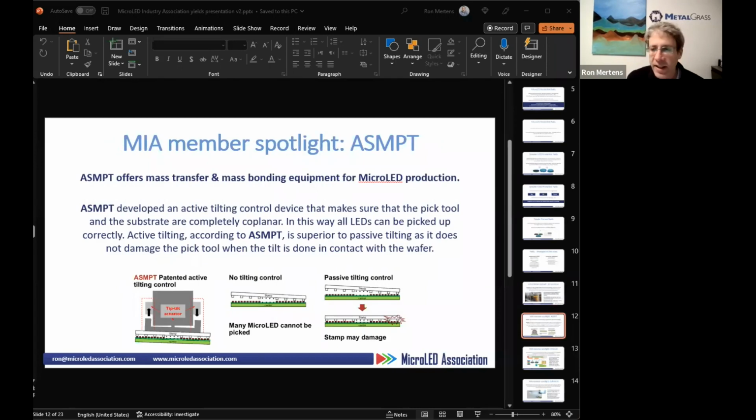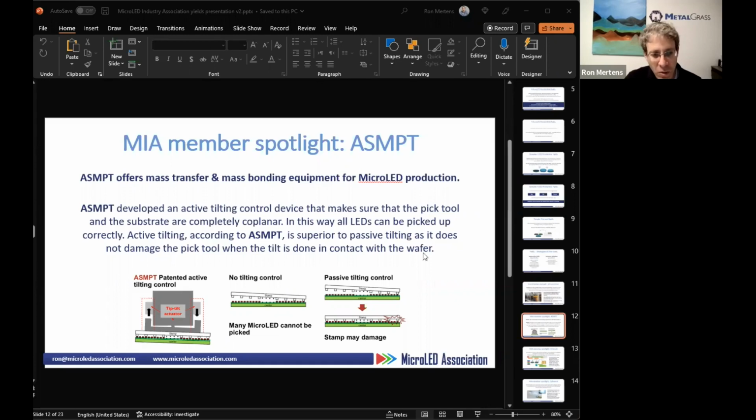My second company is ASMPT. That's a multinational equipment maker based in Singapore. They offer several systems and technologies for microLED production, including mass transfer and mass bonding. They're working with many producers. And here we wanted to focus on a specific technology, and they call it active tilting control.